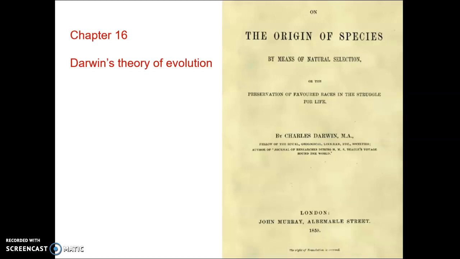Hey guys, so today we're going to talk about Darwin's theory of evolution and how species have changed over long periods of time and how we all have evolved from one common ancestor. So we'll go over Charles Darwin, how he came up with this theory, and some other theory that was initially proposed about evolution as well.